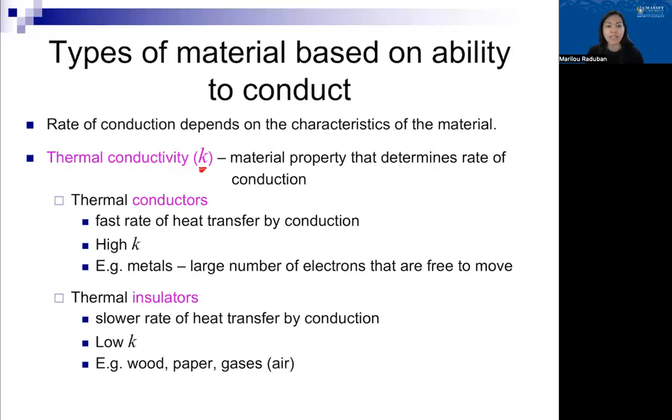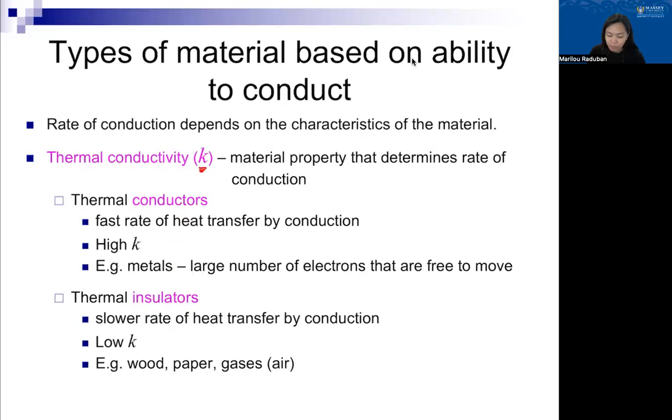It's just like specific heat capacity that we learned last time. Every material has its own resistance to heat transfer, in the same way that every material has its own capacity to conduct or transfer heat by conduction, and we call that thermal conductivity. So according to thermal conductivity, we can classify materials as good thermal conductors or good thermal insulators.